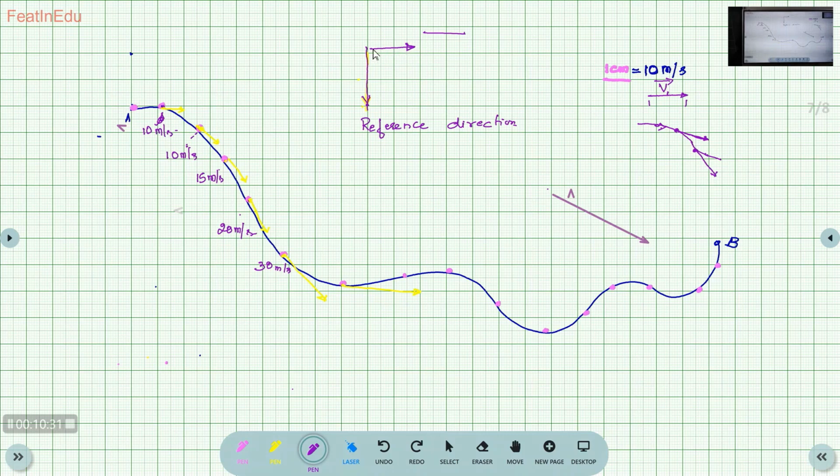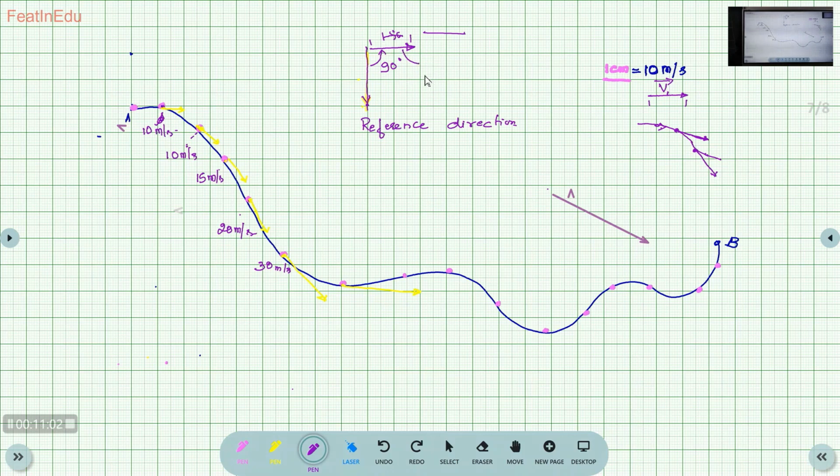Now supposing this line is 1.5 centimeters. Then what does this line represent of the car? The car is going at 15 meters per second and it makes an angle of 90 degrees. See here it is 90, no? Yes, sir. Because I use a graph sheet here. So it makes an angle of 90 degrees with respect to the reference.